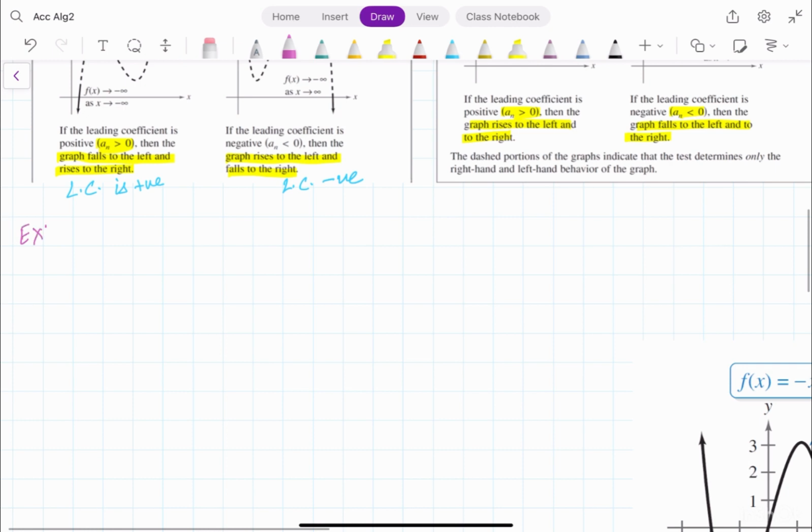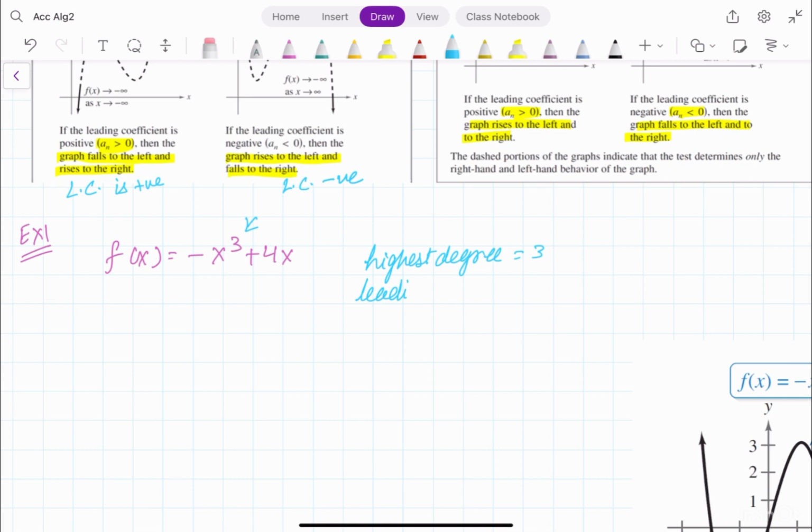Let's understand it a little bit in detail with one example. Let's take f of x equals negative x cubed plus 4x. Now let's analyze this function. There are different components of this function. What is the highest power or the highest degree of this function? The highest degree is 3. That means it is an odd function.